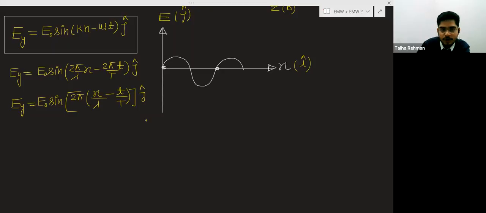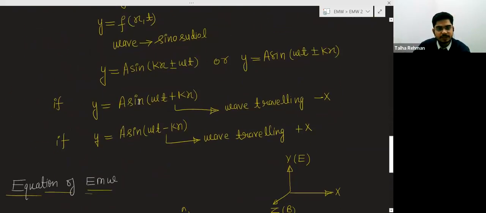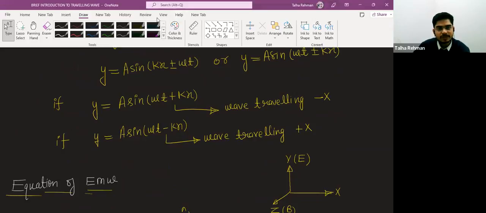And what is 1 upon time period? 1 upon time period is equal to frequency. So we can write Ey is equal to E naught sine 2 pi (x/lambda minus t into f). Instead of 1 by t I have written frequency.